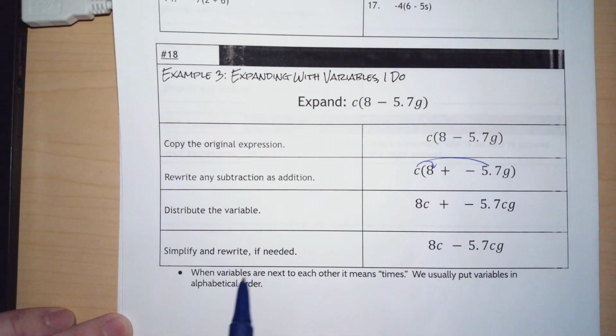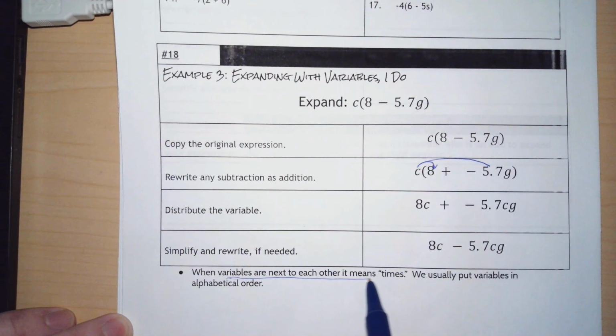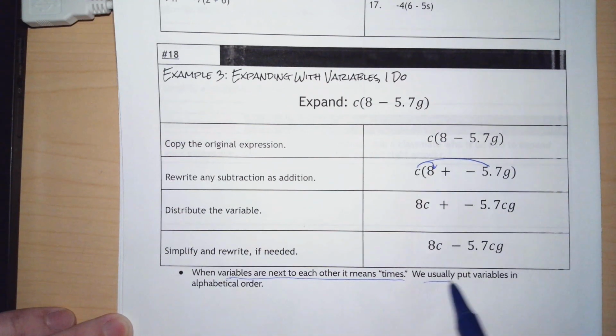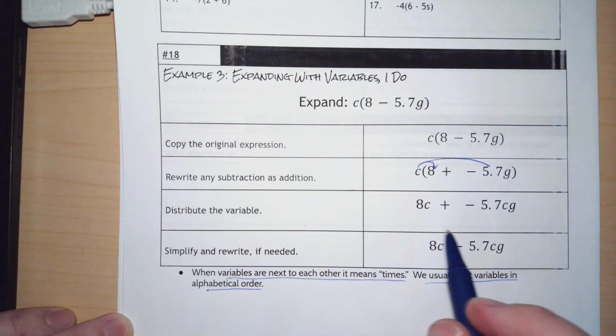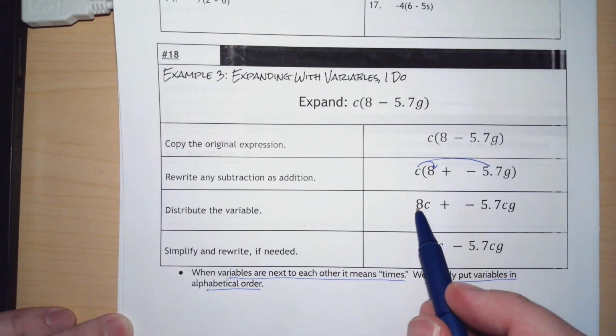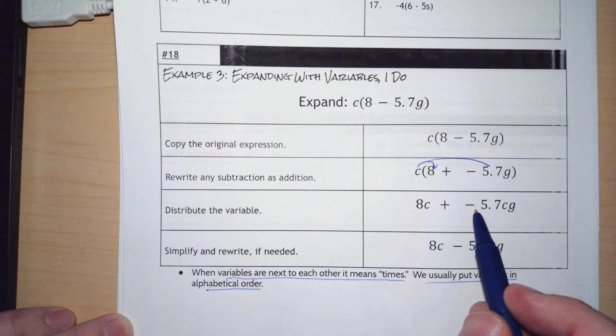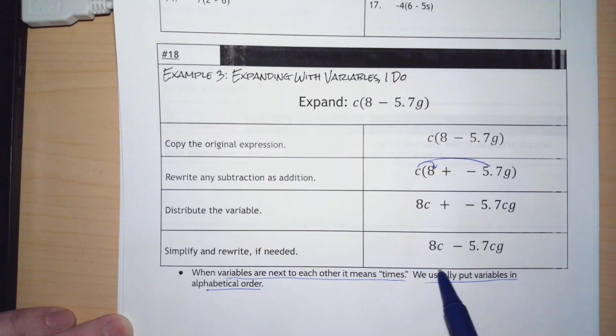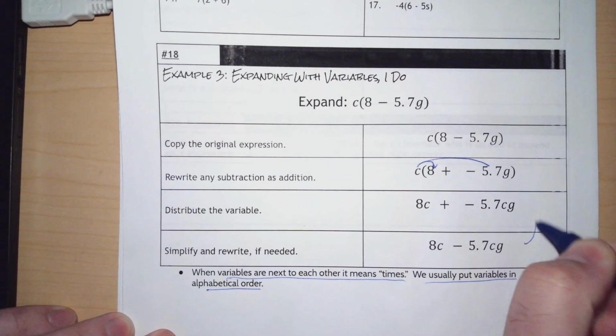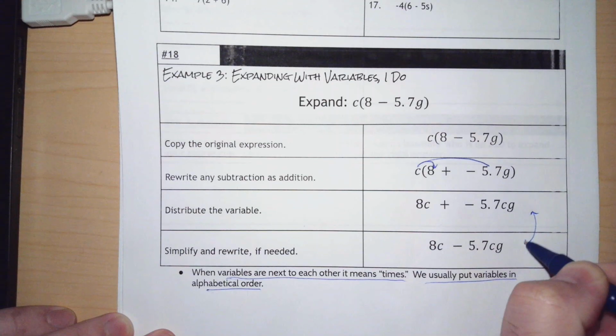When the variables are next to each other, it means that they're being multiplied, and we usually put the variables in alphabetical order. So we could write it as 8c plus negative 5.7cg, or we could write 8c minus 5.7cg. But these are both equal to each other. They're just different ways of writing the same expression.